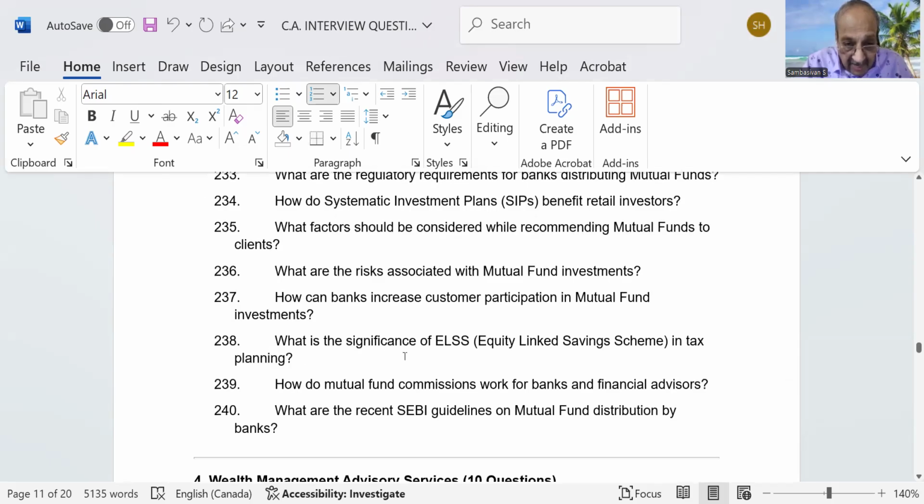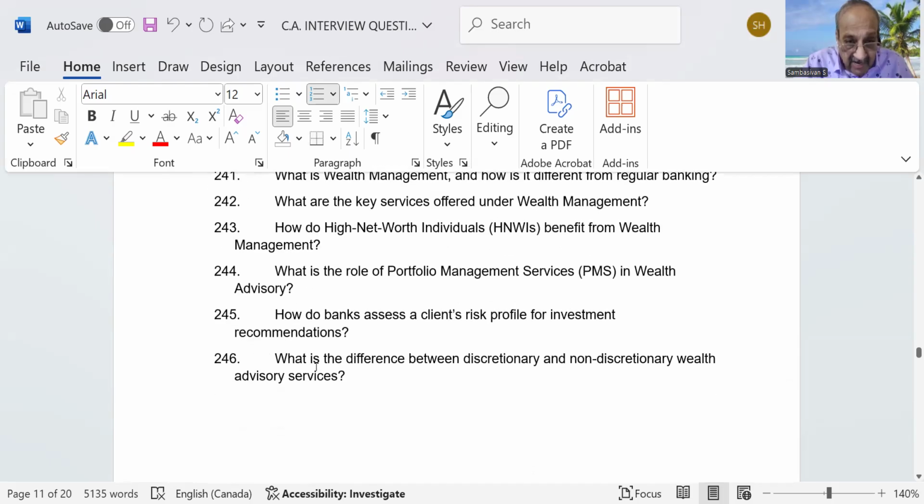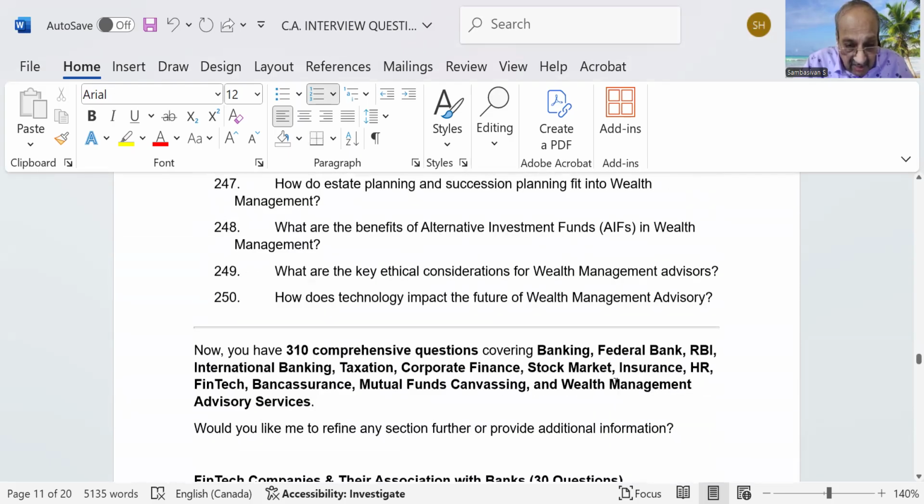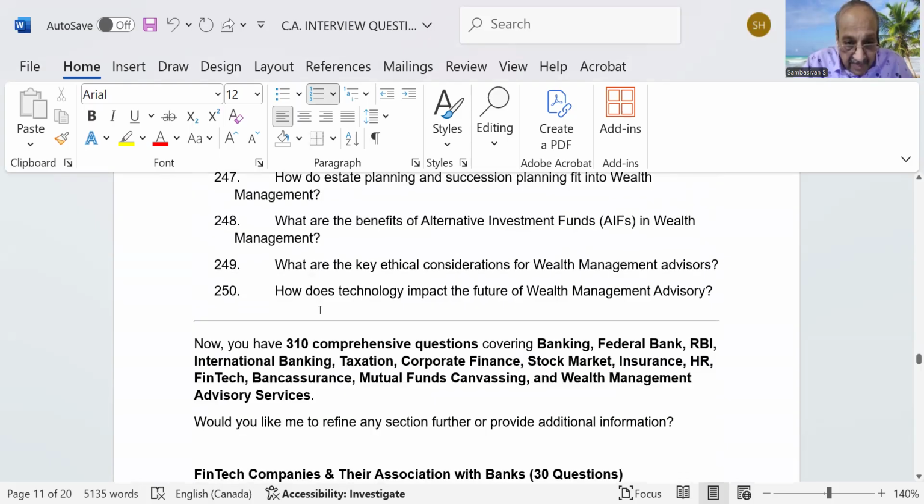Then what is the significance of ELSS in tax planning? Then wealth management: what are the key services offered under wealth management? What is the difference between discretionary and non-discretionary wealth advisory services? How does technology impact the future of wealth management advisory?